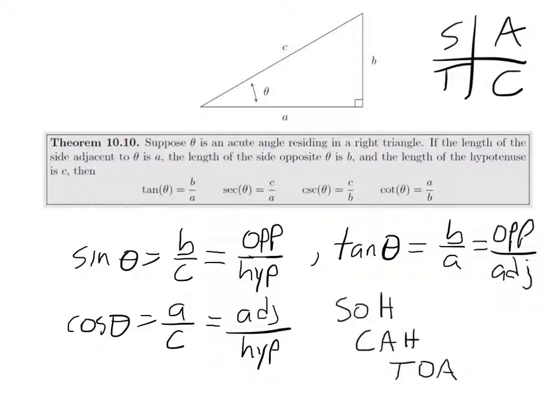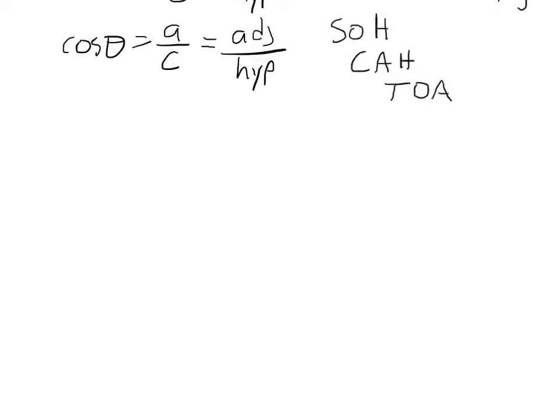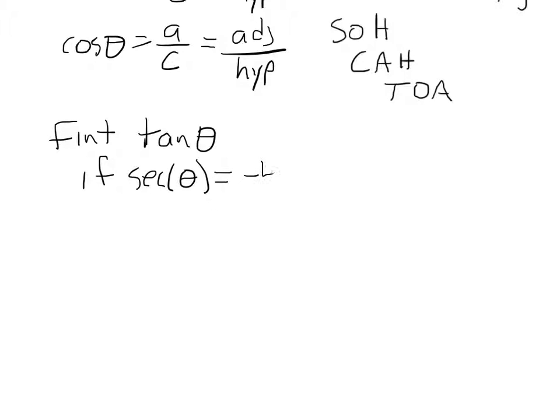Setting up a triangle and being able to solve problems using triangles instead of the Pythagorean identities often makes a much faster and cleaner solution. Let me take a look if I have a good example for you. All right, let's do this one. I'll just do tangent. Find tangent theta if secant theta equals -4 and theta is in quadrant 2.